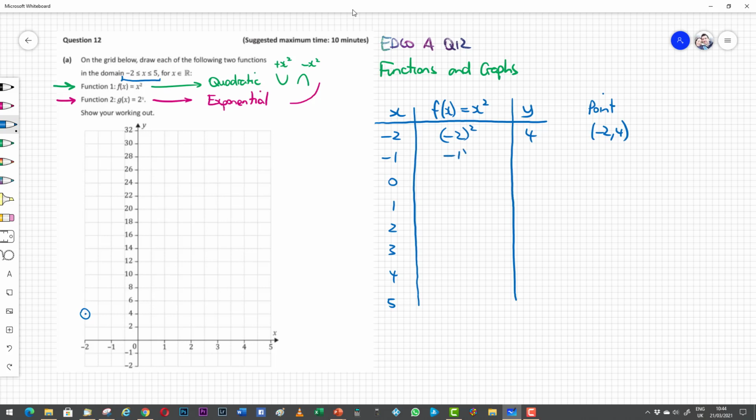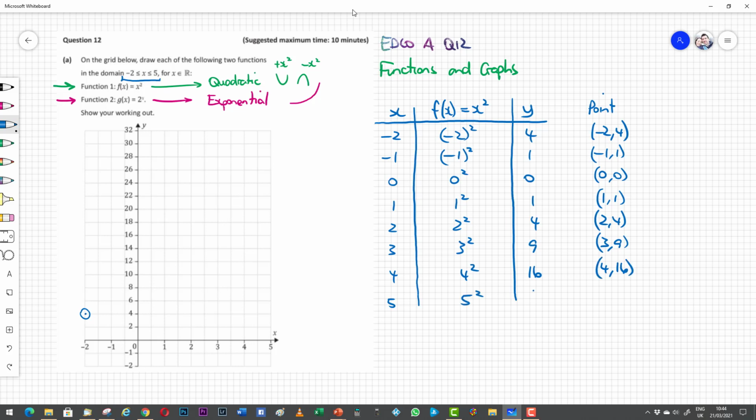So we sub in -1, we get -1 squared, which is +1, so the point is -1, 1. We sub in 0, and 0 squared is just 0, so we have the point 0, 0. We'll sub in 1, and we have 1 squared, which is 1, so we have the point 1, 1. We'll sub in 2, which is 2 squared, and we have 2, 4. Sub in 3, 3 squared is 9, so we have the point 3, 9. 4 is 4 squared, which is 16, so we have 4, 16. And then finally we sub in 5, and 5 squared is equal to 25, and we have 5, 25.